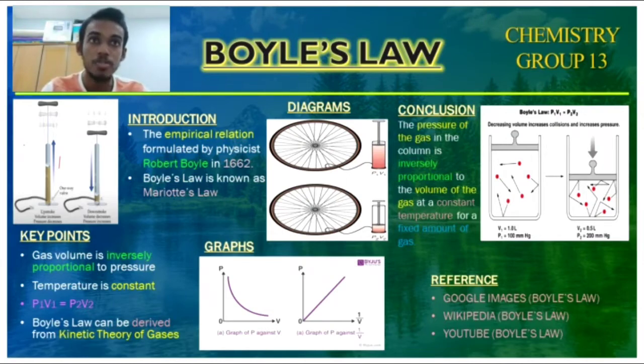The second graph shows directly proportional. Why directly proportional? Because it is pressure and 1 over volume. It's not pressure and volume, it's pressure and 1 over volume. When pressure and 1 over volume are plotted, it is directly proportional. That means when pressure increases, 1 over volume will increase, so the volume decreases, because it is 1 over volume.